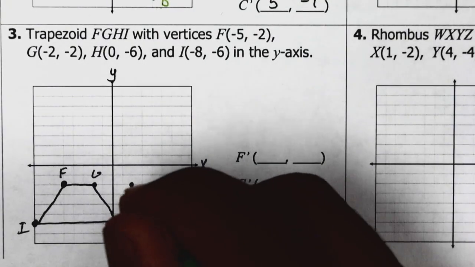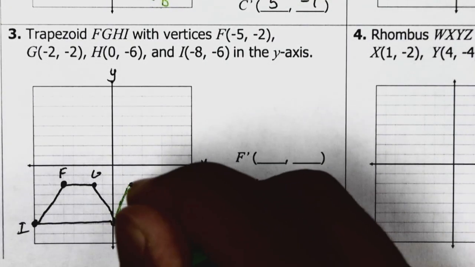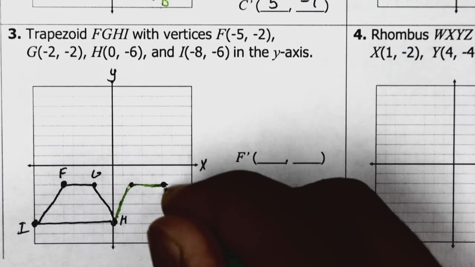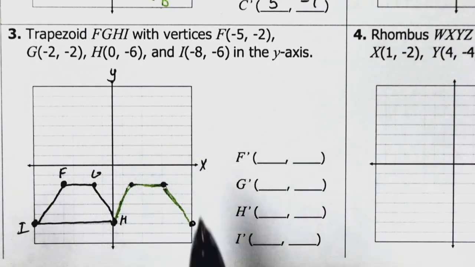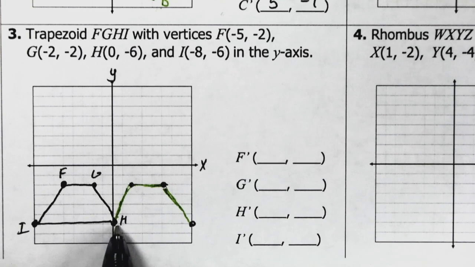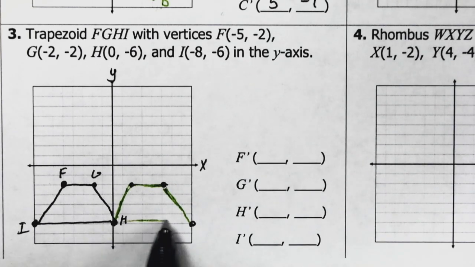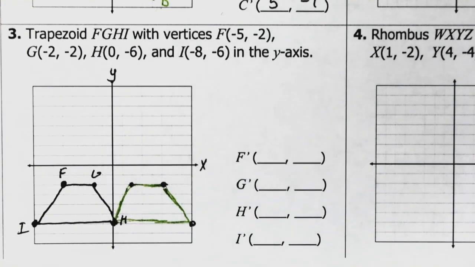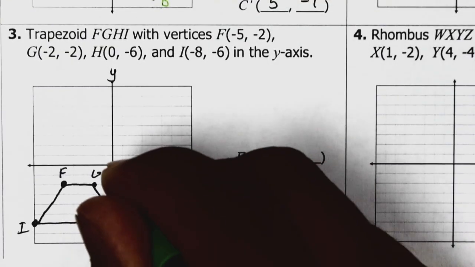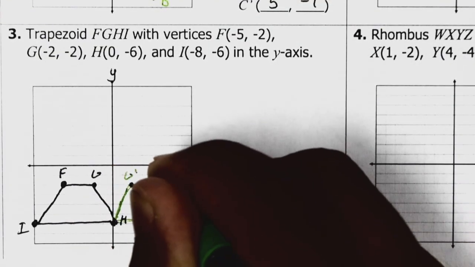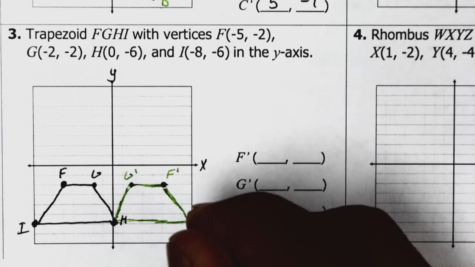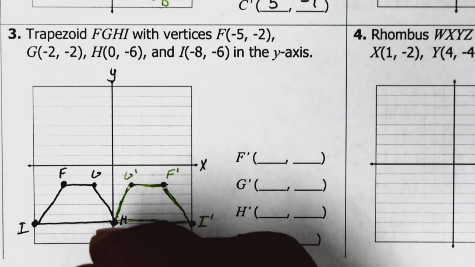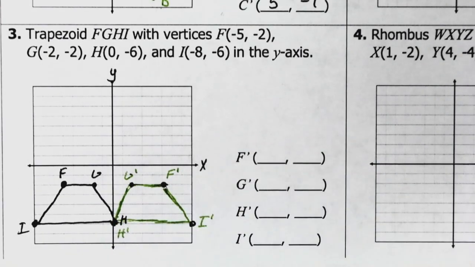So what it's going to look like if I connect the dots is like the following. There we go. Just like that. So right here, this is G prime, this is F prime, this is I prime, and then right here this is also H prime. H and H prime are the same coordinate.